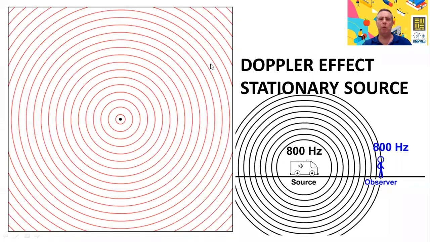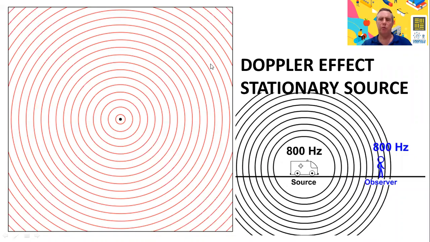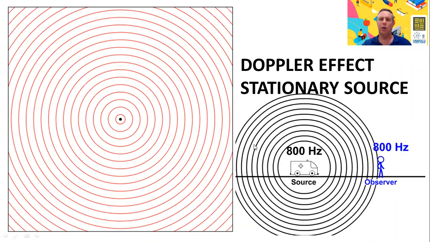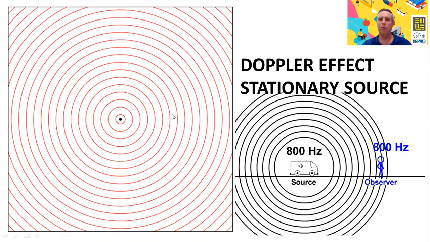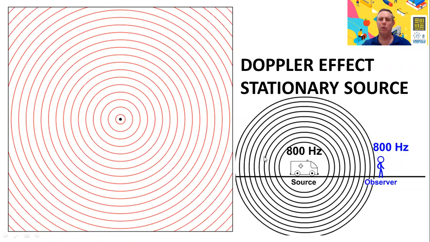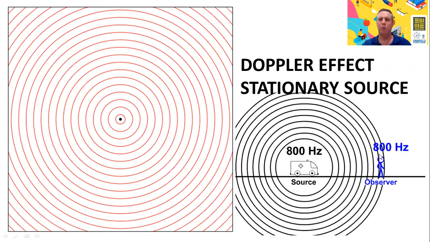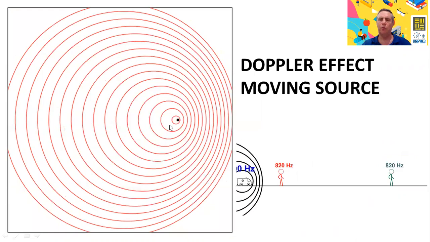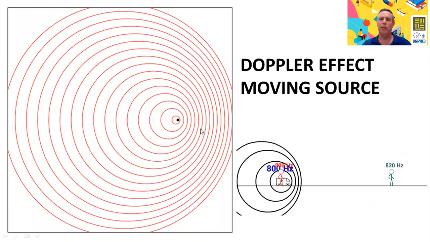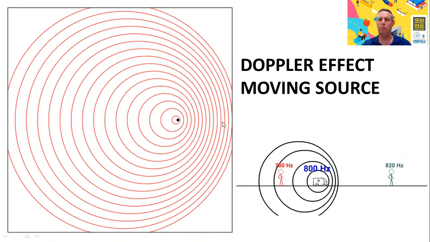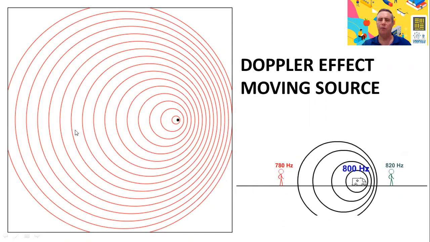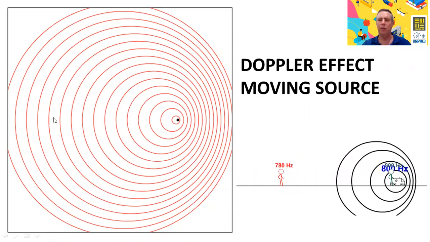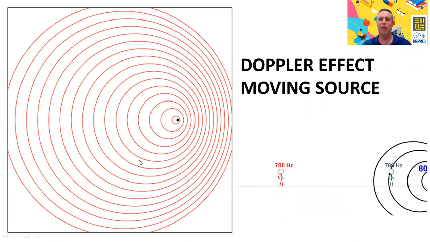So to recap what we saw from the web animation, if the source is stationary, we get no Doppler effect, and it doesn't matter whether you're in front of the source or behind, you would hear the same frequency because there's no relative movement. If the source was moving, you can see clearly that in front of the source as it approaches, you hear a higher frequency. Behind the source as it leaves you, you would hear a lower frequency.